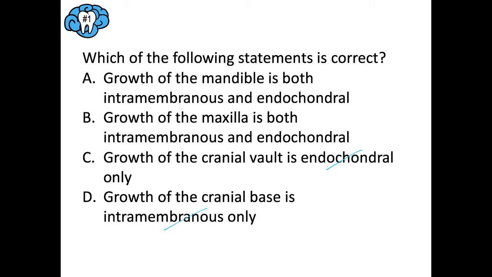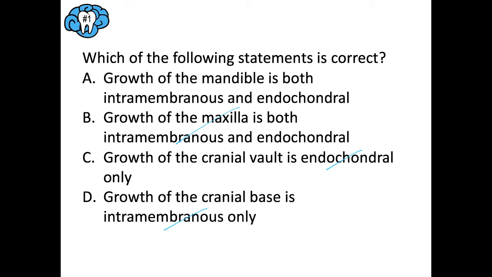So this one is a little bit tricky, but if that were to be correct, I would want to see both endochondral and intramembranous for the cranial base. All right, and then for the maxilla, intramembranous ossification occurs at the sutures posterior and superior to the maxilla, and also to remodel the surfaces. So intramembranous is true, but it's not endochondral because there's no cartilage in the maxilla. So that's also incorrect. So we're left with A, and the mandible grows by both intramembranous and endochondral ossification.